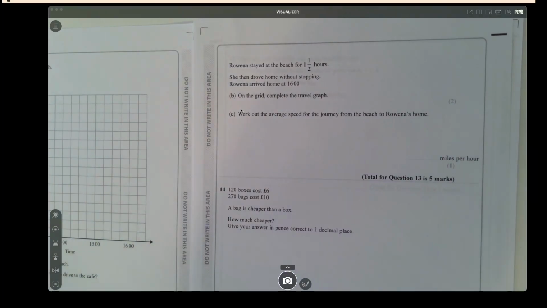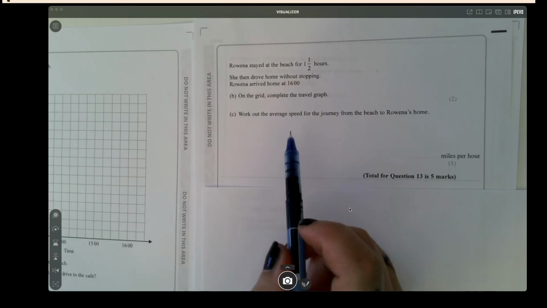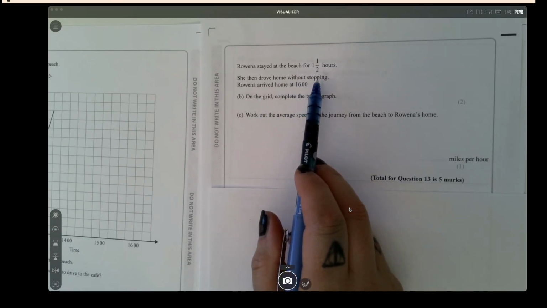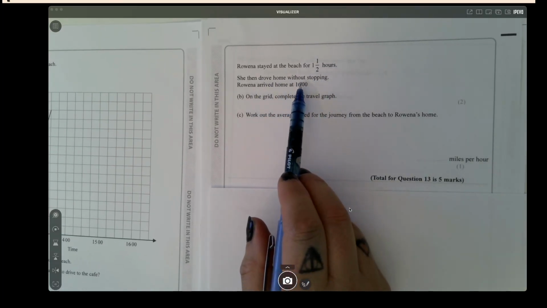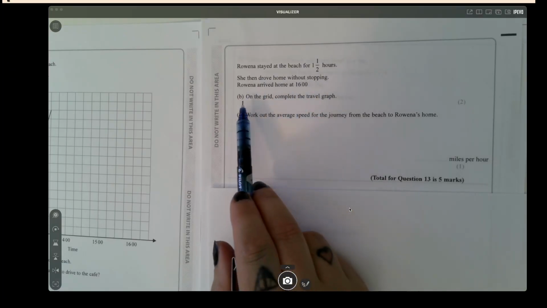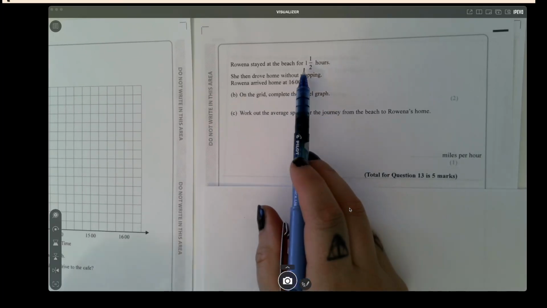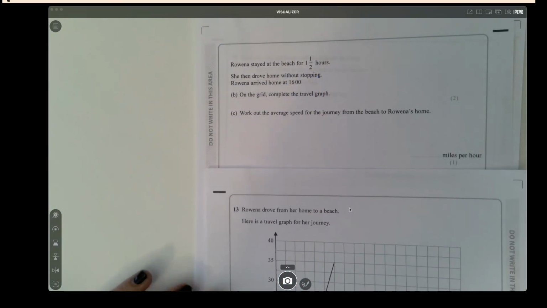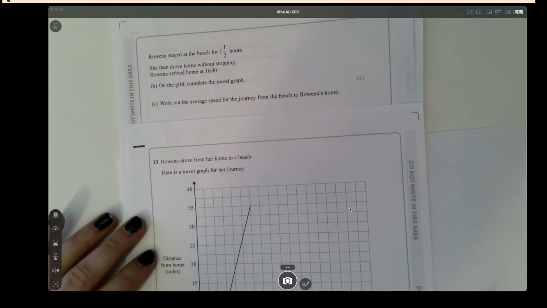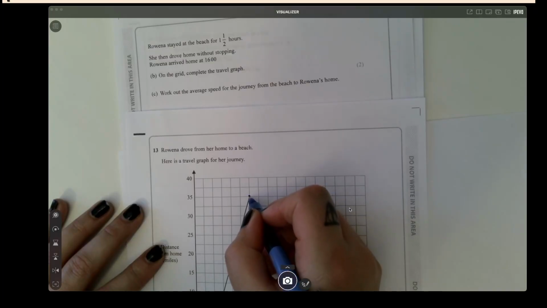Okay, part B and C then. So Rowena stayed at the beach for 1.5 hours. She then drove home without stopping and arrived home at 1600 hours. Part B, on the grid, complete the travel graph. So she stayed at the beach for 1.5 hours. So let's pop this down here. So this is where we're at the beach.